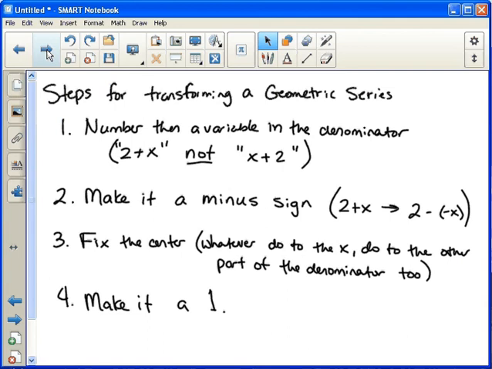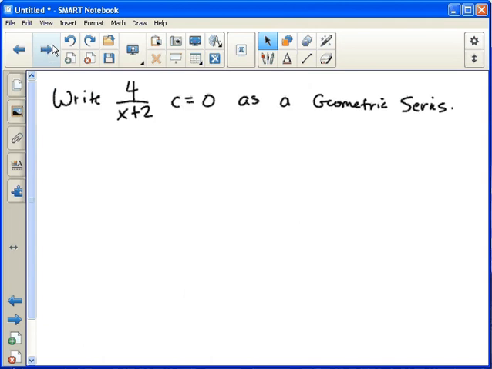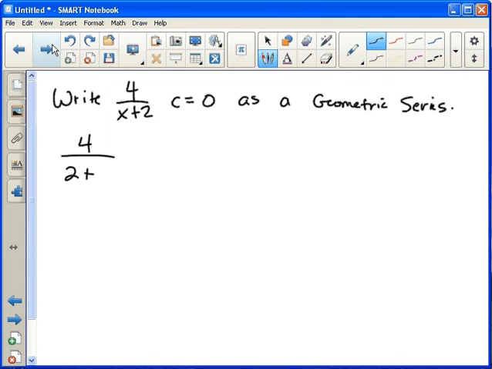So let's follow these steps with this problem right here. So first step is to change it so that the denominator is a number, then a variable. So that's not hard. I just change x plus 2 to 2 plus x, because I want the number to come first and the variable to come second. Okay, my second step is to make it a minus sign. So again, that's not difficult. I just change plus to minus a negative x.